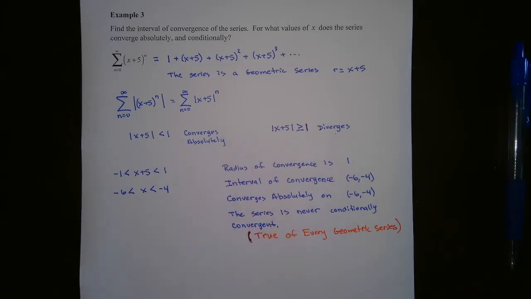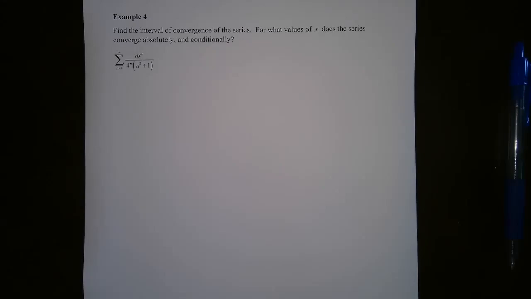All right. So that is example number 3. Let's do example number 4 next. So let's turn the page. All right. So for example 4, it's the same instructions as the last one. In fact, example 5 and example 6 are going to be the same instructions. We're trying to determine for what x values this converges absolutely and conditionally, and find the interval of convergence.